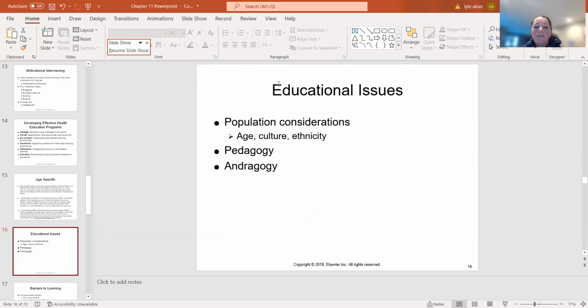When we look at our educational issues, I want you to really consider age, culture, and ethnicity. We're going to talk about technology a little bit and where that plays into age, but culture also, like we said in the beginning, sometimes some cultures will value different types of education. And ethnicity, we're looking at what have they experienced in the past? What's their experience? What do they believe in?